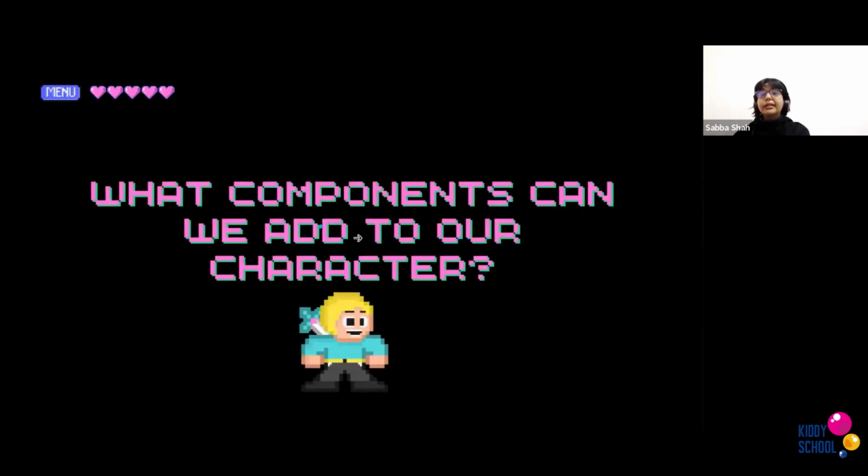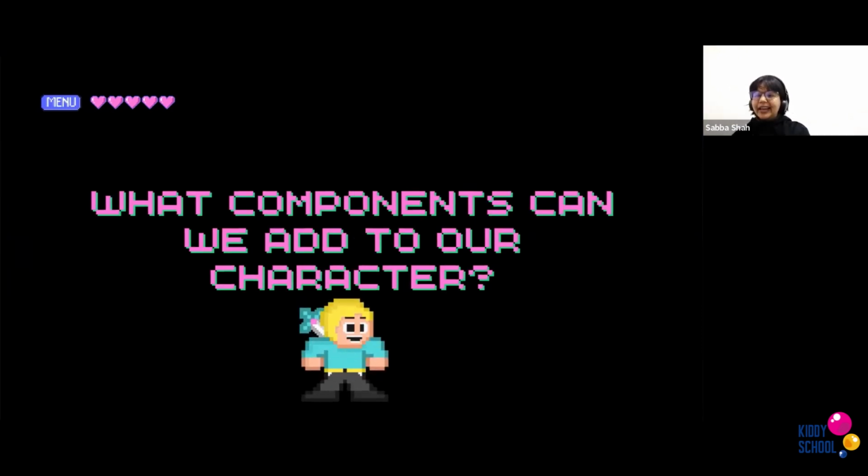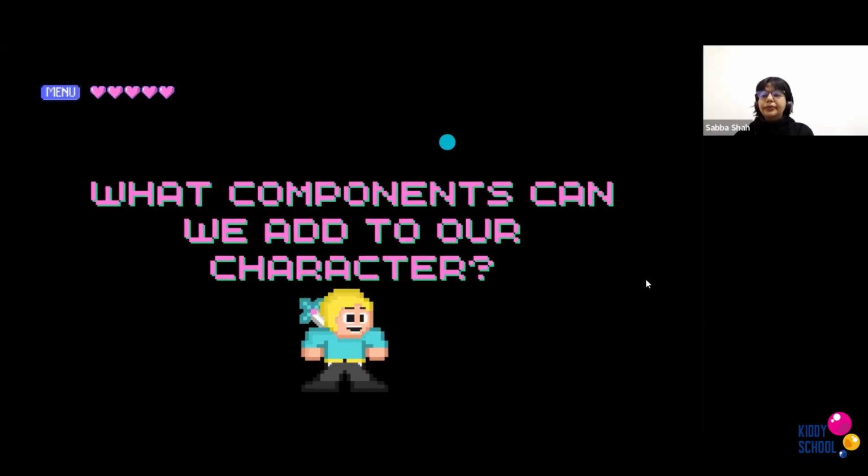What components can we add to our characters? So this is where we can add, what features can I add to my character? I can add an animation where it crouches. I can make it jump. Now we're going to go to our next section, and I'm going to show you the game example.